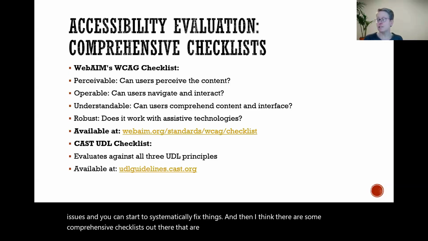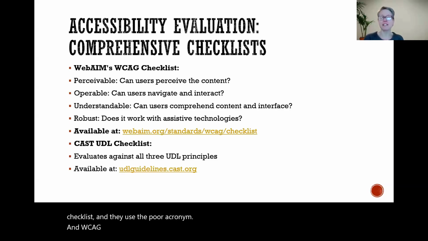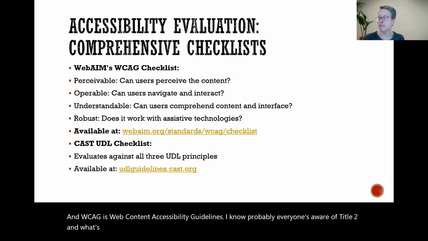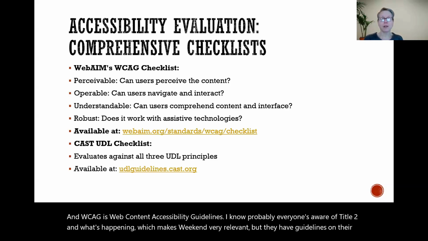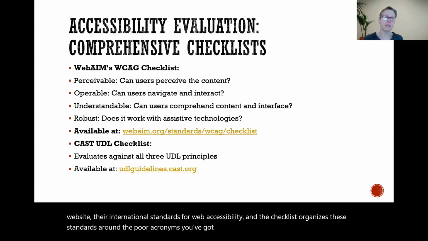The gold standard is the WCAG checklist, and they use the POUR acronym. WCAG is Web Content Accessibility Guidelines. I know probably everyone's aware of Title II and what's happening, which makes WCAG very relevant. But they have guidelines on their website. There are international standards for web accessibility, and the checklist organizes these standards around the POUR acronym. You've got perceivable, operable, understandable, and robust.